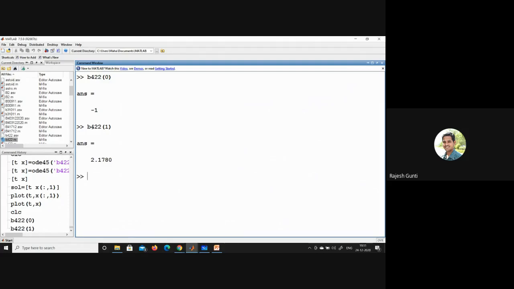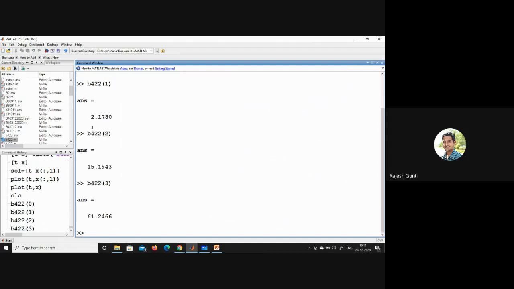2.1780. To get 2, what is the value? 15.1943. At 3, 61.2466. Okay, these are the function values. Suppose at minus 1, what is the function value? Minus 0.9082. At minus 2, 0.1455. So here minus 1 is negative, minus 2 is positive.